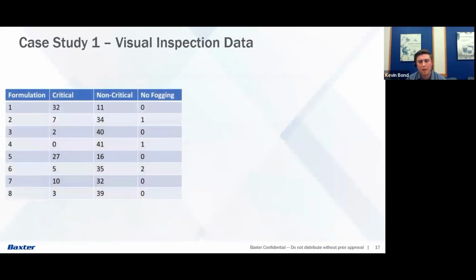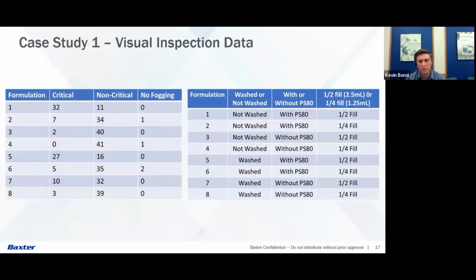So after inspection, we tabulated the results for each of the conditions, and the results are shown on the left. At a first glance at the data, you can see that fogging was pretty prevalent across the board, as there were only a total of 4 vials which did not exhibit any fogging at all.